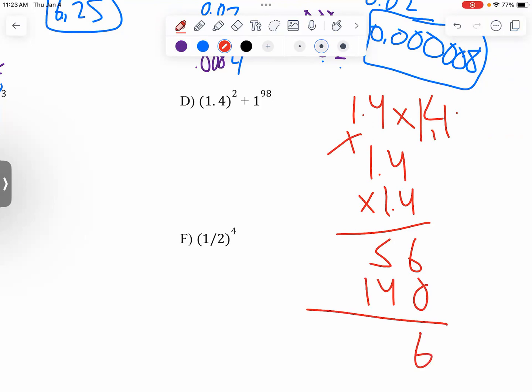So maybe you know 14 squared is 196. 2 decimal places in the problem, so 2 in the answer. So that's 1.96 plus, what is 1 to the 98th power? Well, that means 1 times 1 times 1 times 1 times 1 times 1 times 1. And you can multiply 1 all day long, and it's still going to be 1. Therefore, 1.00 plus 1.96 is 2.96.